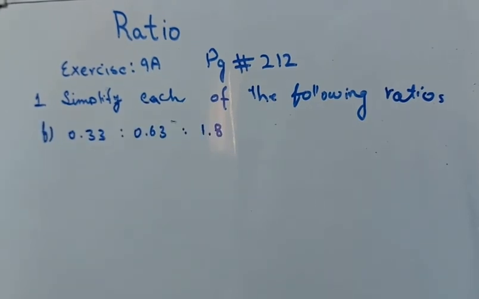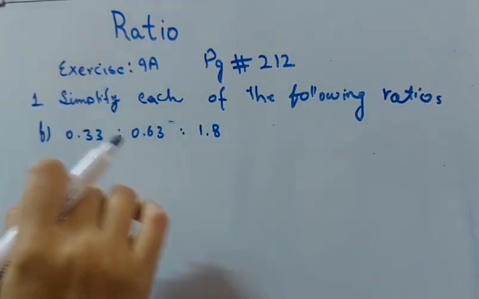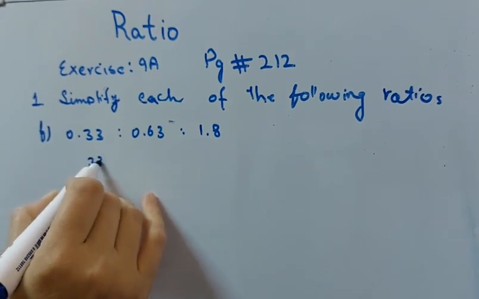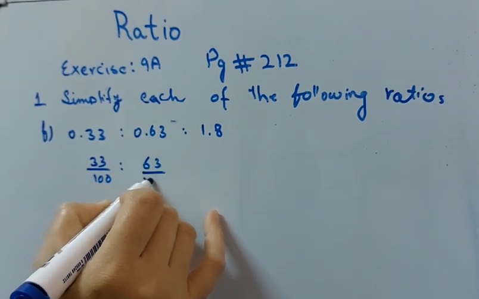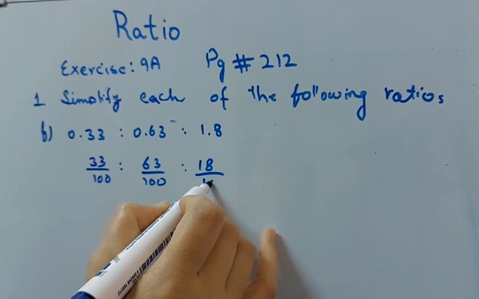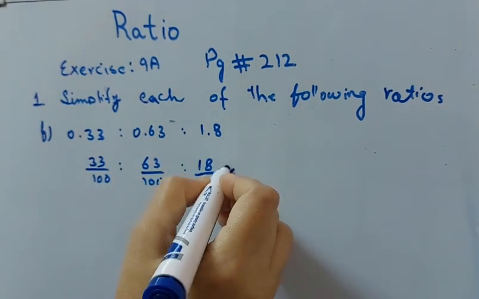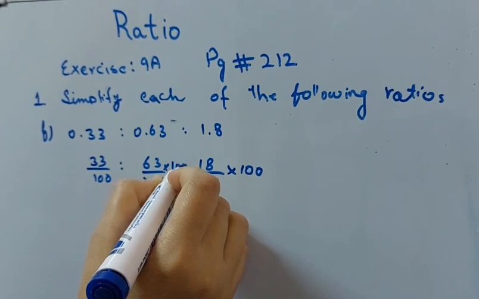Okay, part F is 0.33 ratio 0.63 ratio 1.8. Now student, again we are going to convert them into fractions first. So it will become what? 33/100, 63/100, and then 18/10. Okay, now again we will go for the multiple, that will be 100. So 100, we will multiply each term by 100.